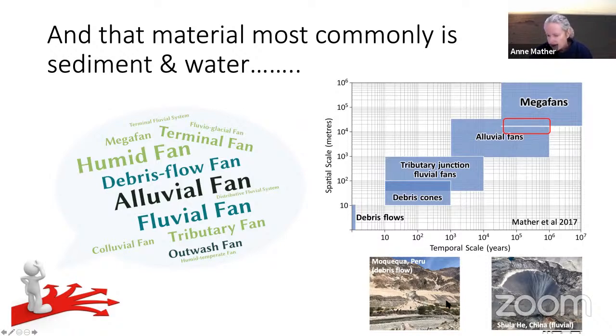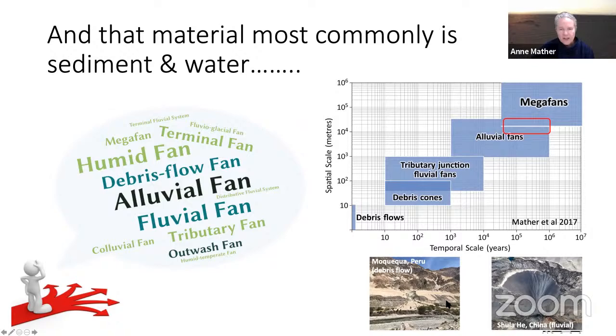Whereas the fan on the right is much, much larger, as you can see from the scale bar at the bottom, which is 40 kilometers, in case you can't read that. It's an example from China, a big fluvial fan. That one is obviously much larger, takes longer to form, and is going to be much older, so will enable us to go further back in time. So if we're interested in that longer-term record, we've got to really look at the larger features.